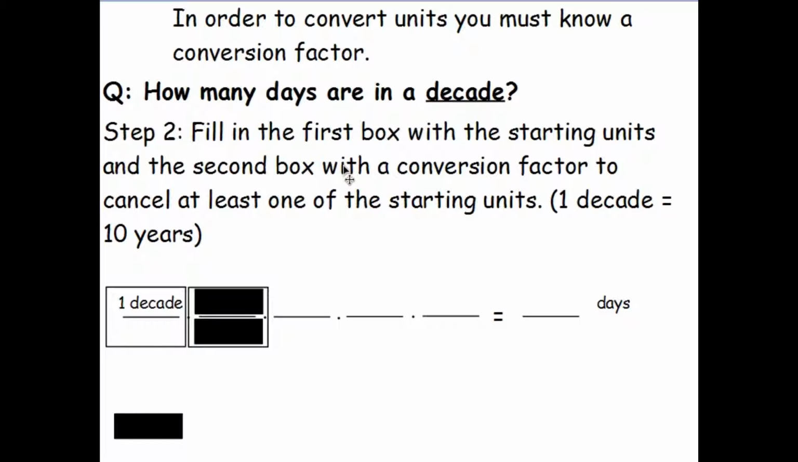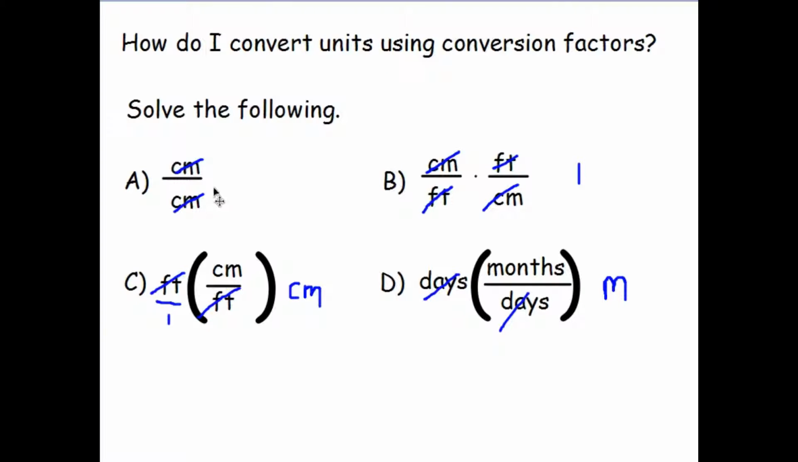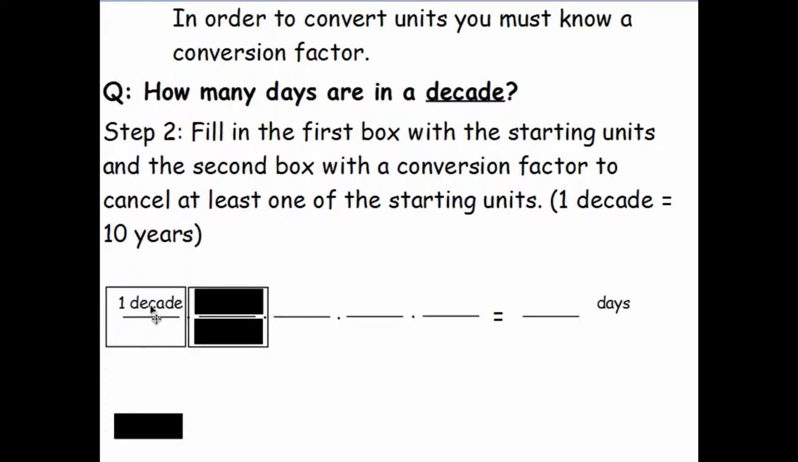In the second box, we put a conversion factor to cancel at least one of the starting units. Okay, so we want to cancel the units. If I go back and look, to cancel the units, if I have a unit in the numerator and in the denominator, it will cancel out. So I want to cancel the unit of decade. It's in the numerator, therefore I need to put a decade in the denominator.